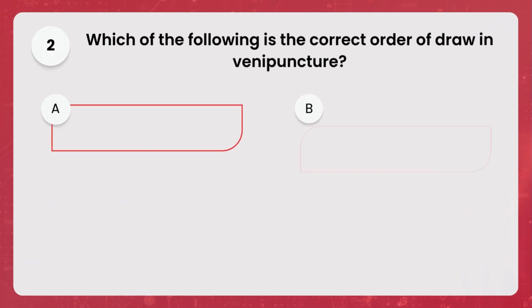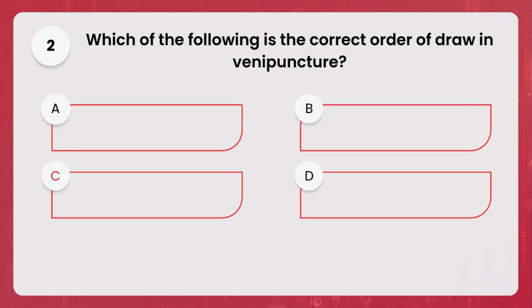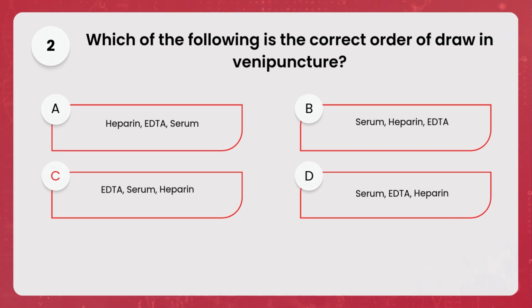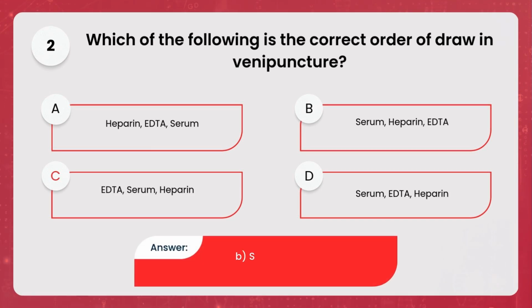Number 2. Which of the following is the correct order of draw in venipuncture? A. Heparin, EDTA, serum. B. Serum, heparin, EDTA. C. EDTA, serum, heparin. And D. Serum, EDTA, heparin. The answer is B. Serum, heparin, EDTA.